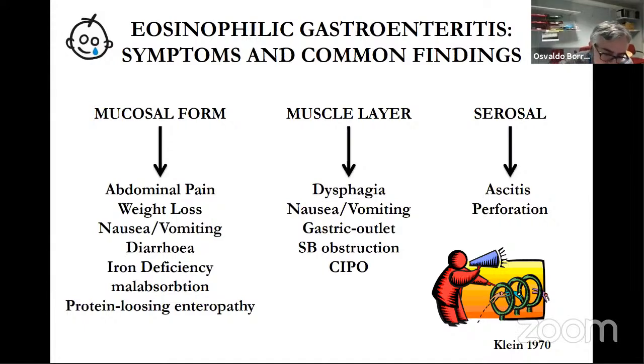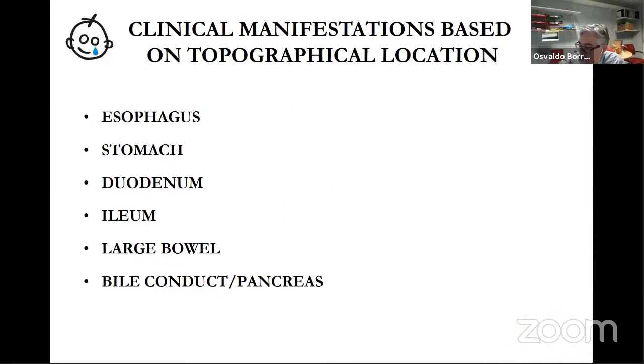When the muscle layer is involved, of course, we have motility issues, and we can have dysphagia if there is involvement of the esophagus. Then we have nausea and vomiting, gastric outlet obstruction. We can have symptoms of pseudo-obstruction in the small bowel, which is quite severe. If we have a serosal involvement, then we have ascites, eosinophilic ascites, and in some more complicated cases, perforation.